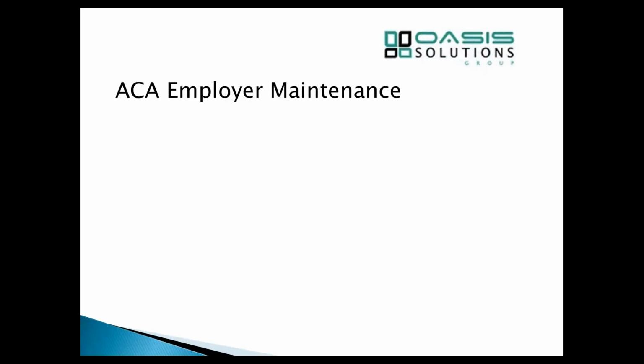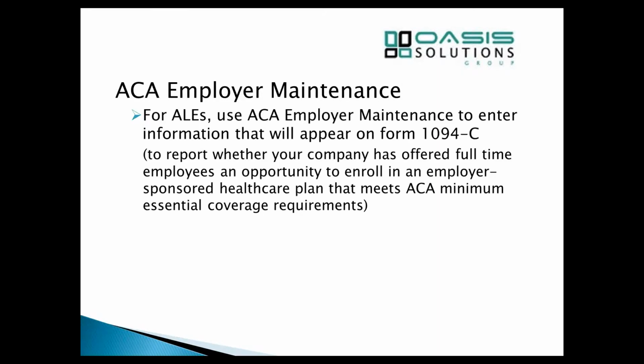As part of the reporting for the Affordable Care Act, there is an employer maintenance piece. If, after having run your applicable large employer report, you have looked at your report and have an average for the year of 50 or more full-time and full-time employee equivalents, then you may be required to report Forms 1094 and 1095.